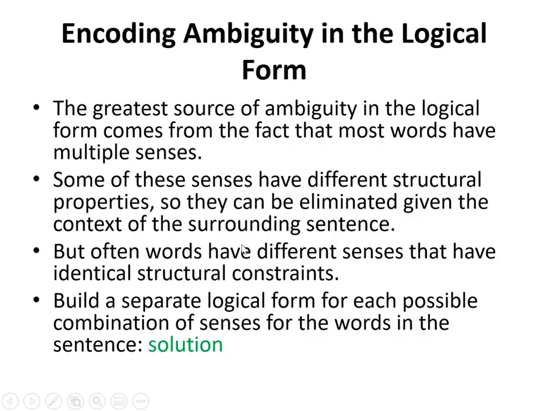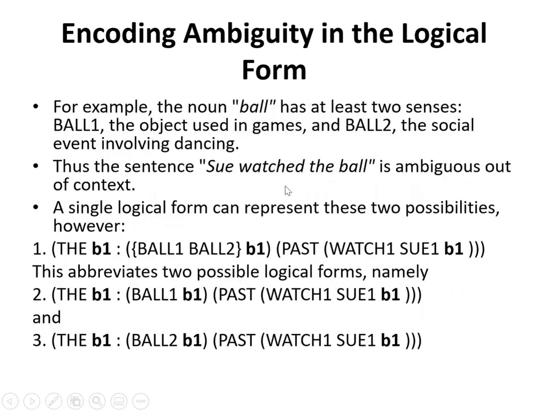Now we will be discussing encoding ambiguity in the logical form. We have discussed that every word has multiple senses, and each sense may have different structural properties. So they can be eliminated given the context of the surrounding sentence. If we build a separate logical form for each possible combination of senses for the words in the sentence, we can remove this ambiguity. That is nothing but encoding ambiguity in the logical form.